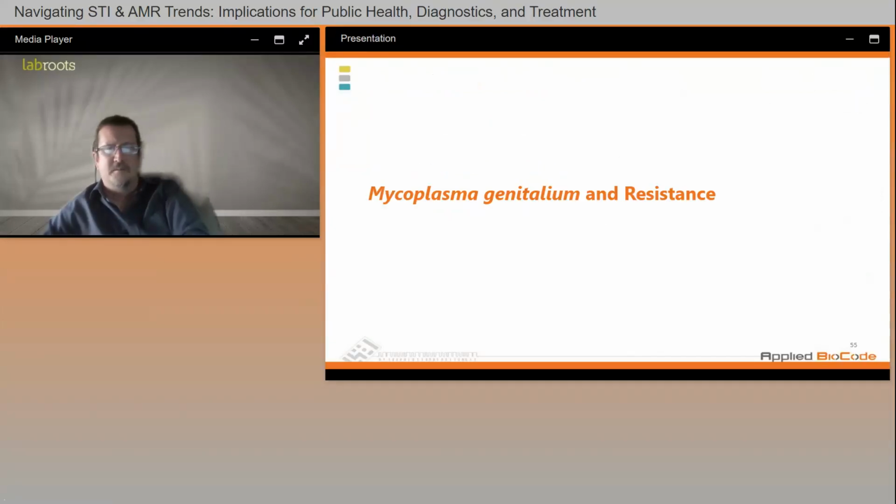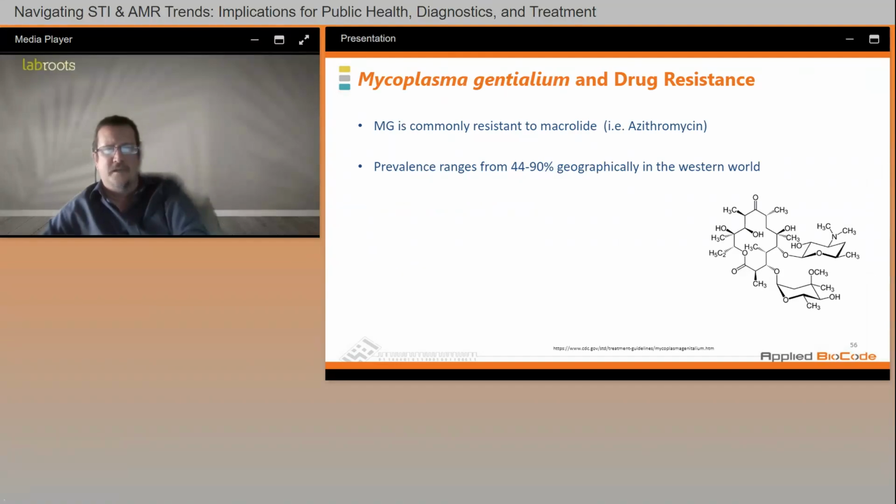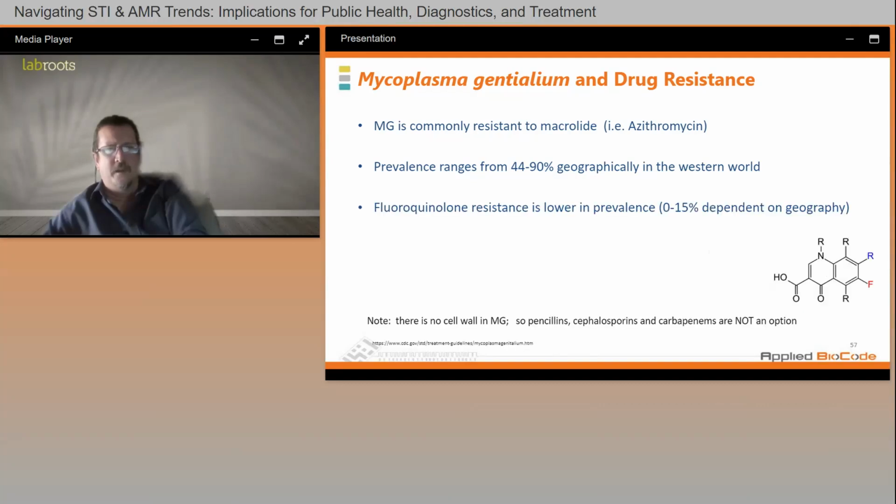Moving on to Mycoplasma genitalium, we have quite a lot of resistance in this organism as well. The resistance is largely to azithromycin, which is the primary treatment of choice. The prevalence of resistance, depending on where you are, can go anywhere from 44 to 90%. So this organism is really trucking along with resistance to azithro. There is resistance also in Mycoplasma genitalium to fluoroquinolones, and the resistance is anywhere from 0 to 15%.